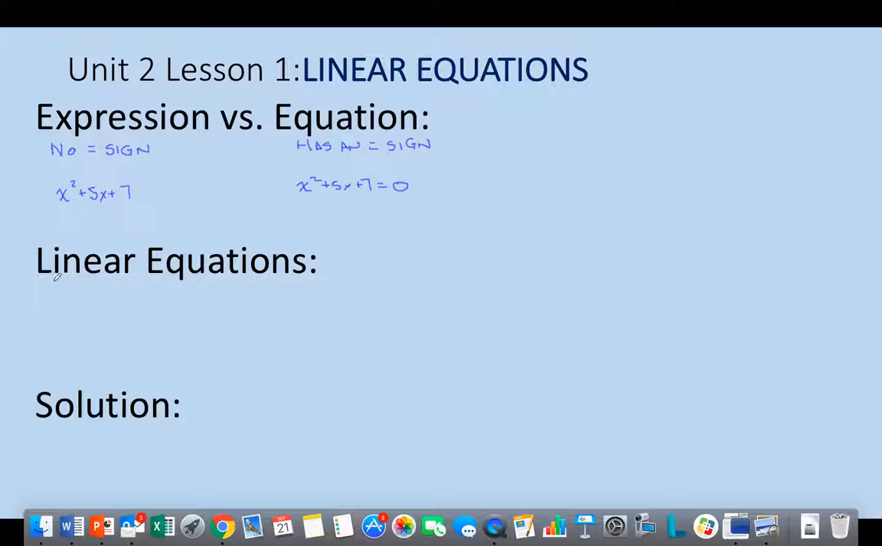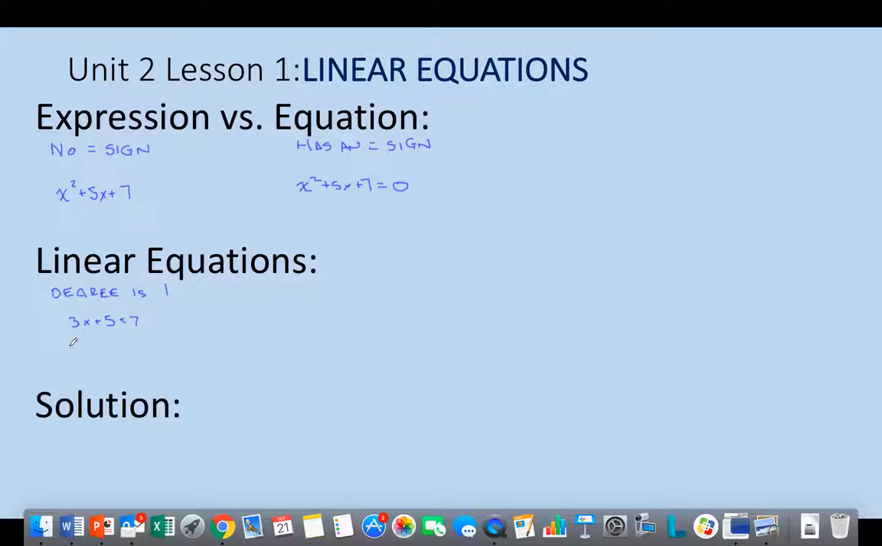Now, in today's lesson specifically, we're looking at linear equations. We've got all sorts of different types in this chapter, but today we're looking at linear equations. And so the degree of a linear equation is 1. Remember, the degree is the largest exponent, and so a lot of times, something like 3x plus 5 equals 7 would be considered a linear equation because my largest exponent is 1.